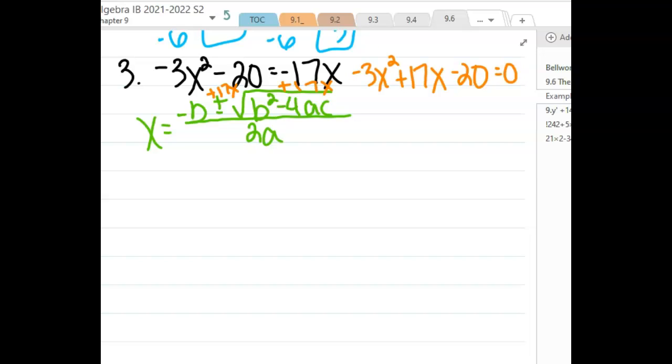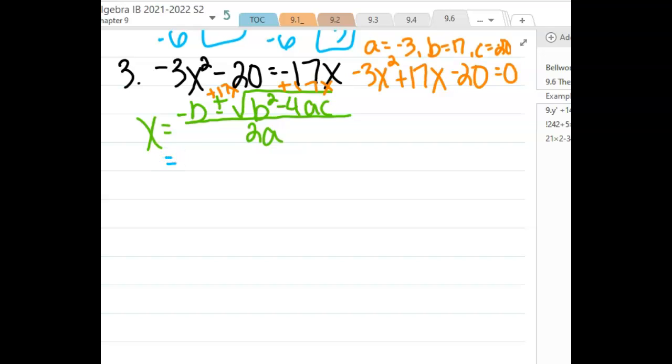Now that it's set equal to 0, I can say, okay, a, that's my number in front of my x squared, so a is negative 3. B is the number in front of my x term, which is 17. And then c is going to be that constant, which is negative 20. And just like yesterday, we are going to very carefully plug those numbers into our formula.